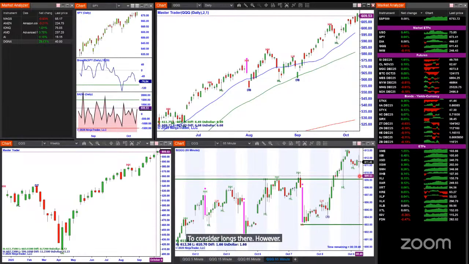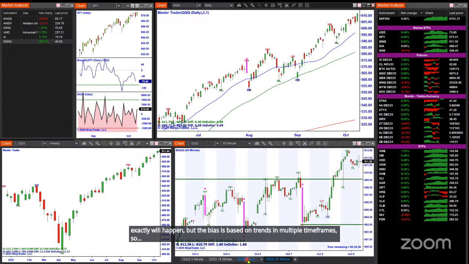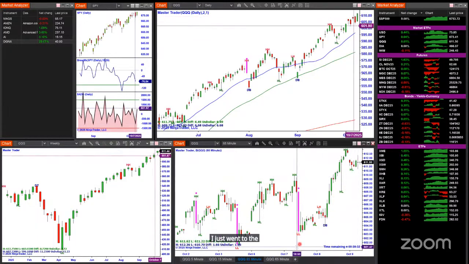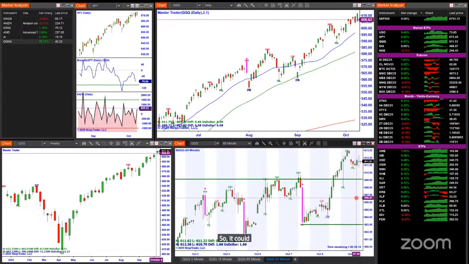However, we never know what exactly will happen, but the bias is based on trends in multiple time frames. So, the 65 minute is up. I just went to the regular chart there, and that's up, and this is up. So it could go up, but this has got this void here. And I think this is a bad tick. I don't think that's a real bar. It was just going up. So it could pull back further. I mean, in reality, it shouldn't because of the uptrend, but as we know, anything can happen.